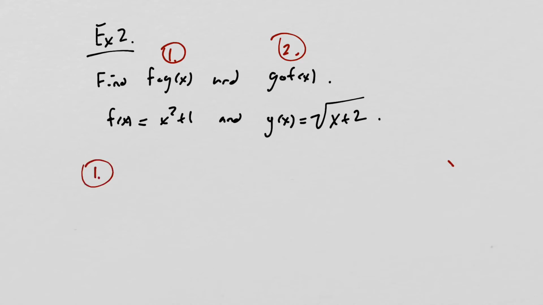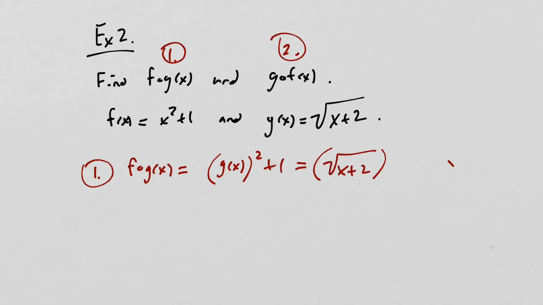In part 1, we're looking at f composed of g. This is going to be equal to g of x squared plus 1. Replacing g of x with our function, this becomes the square root of x plus 2, squared, plus 1. This is equal to x plus 2 plus 1.